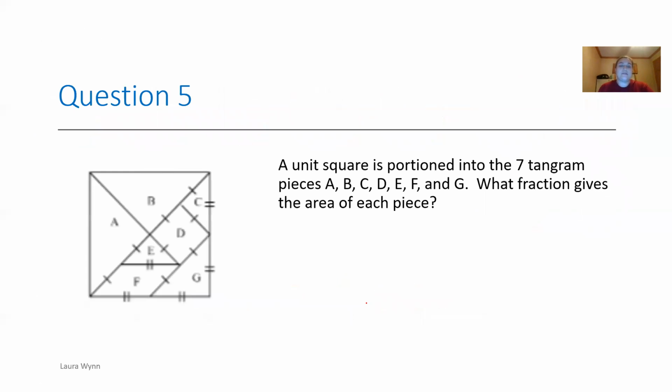Now here we go. This one's a little tricky. People look at it and be like, what are we doing? Well, let's break it down. A unit square is portioned into 7 tangram pieces, A, B, C, D, E, F, and G. What fraction gives the area of each piece?